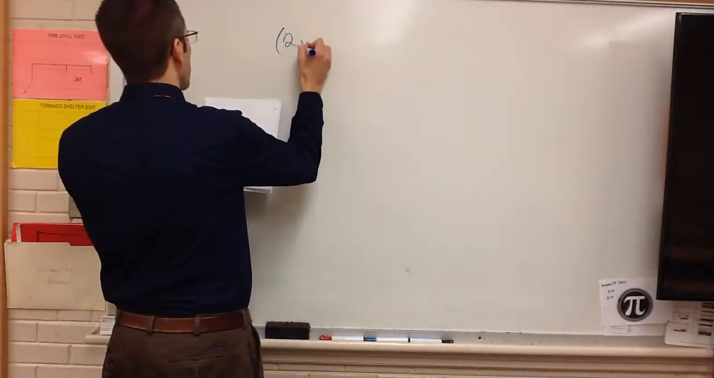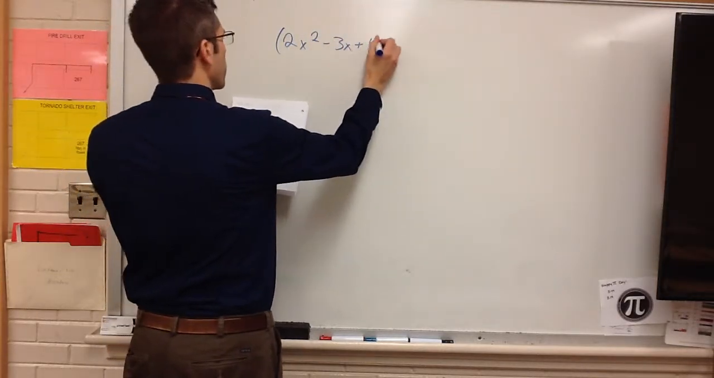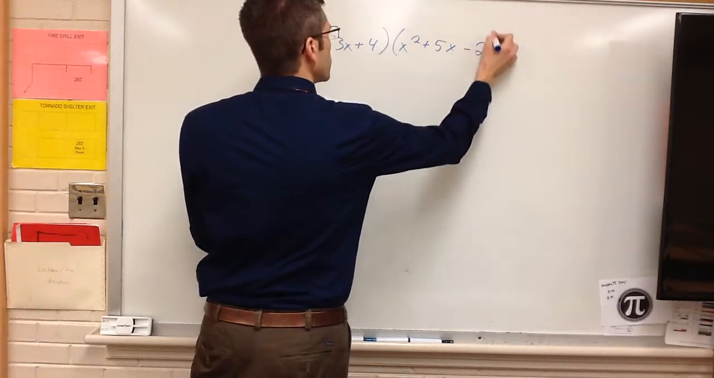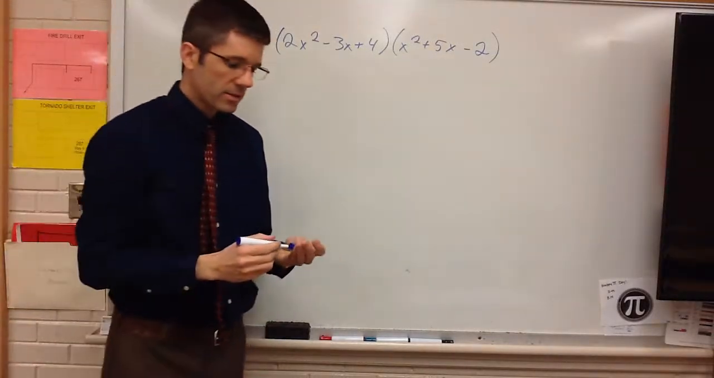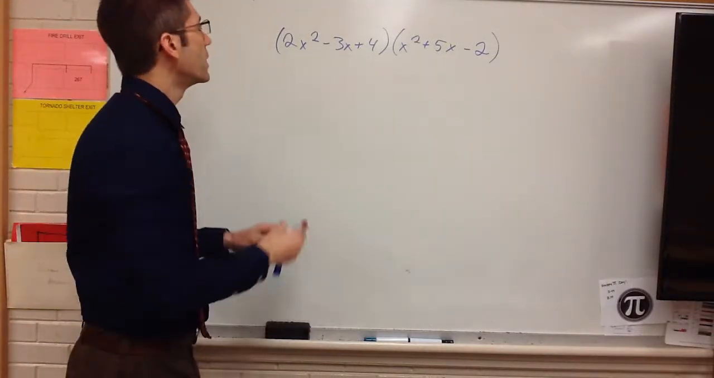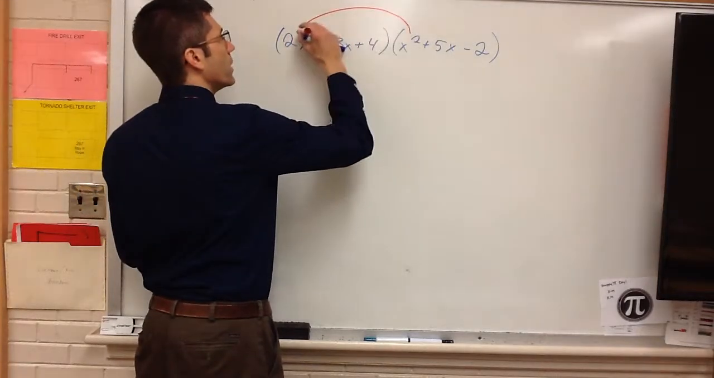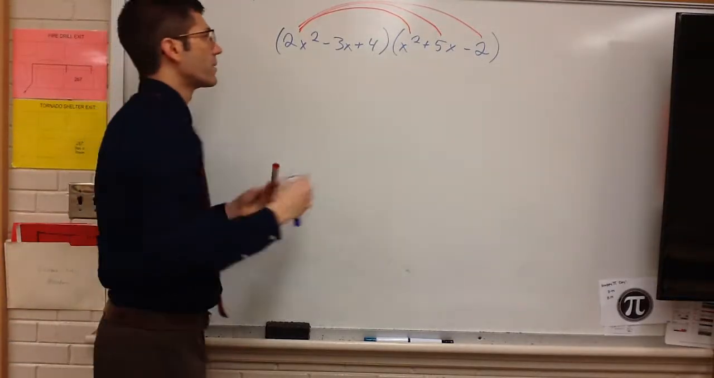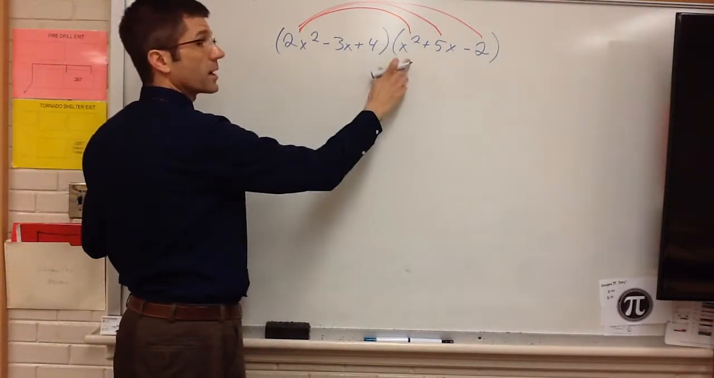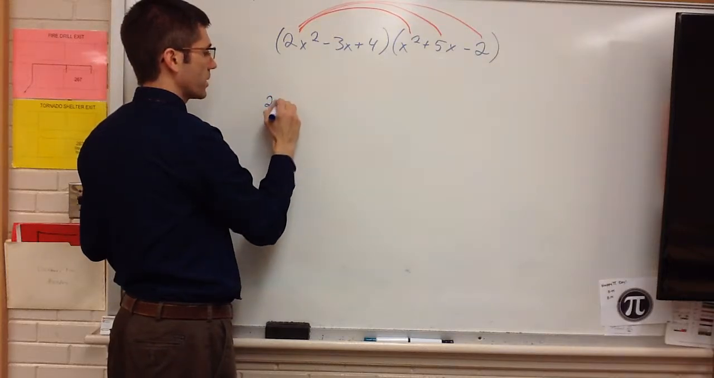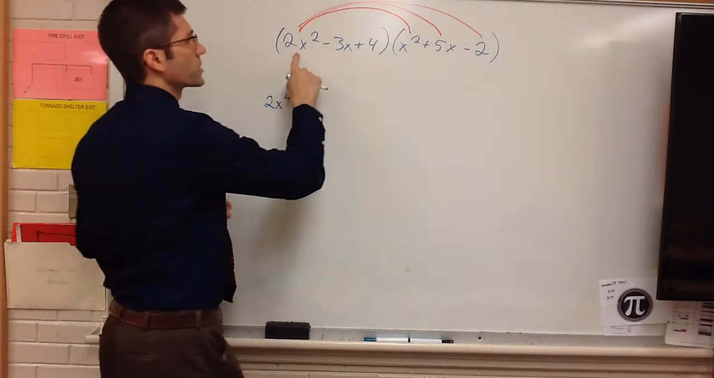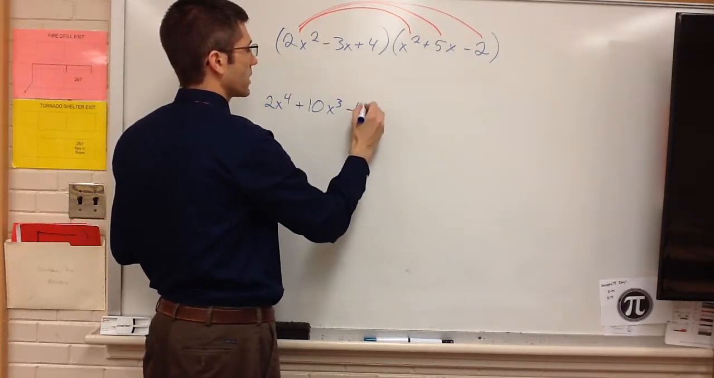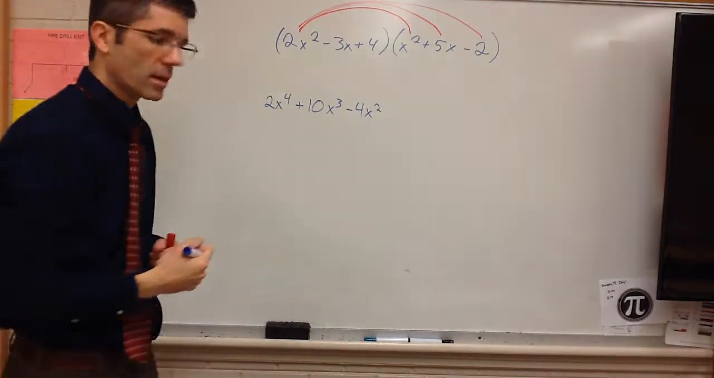All right, 2x squared minus 3x plus 4 times x squared plus 5x minus 2. All right. Let's do this one little piece at a time. 2x squared times this one, and this one. All 3 of those. We'll just start there. So we have 2x squared times x squared. That's 2x to the 4th. I'm going to write a little smaller because I have 9 terms to fit in here. 2x squared times 5x is 10x to the 3rd. 2x squared times negative 2 is negative 4x squared. There we go. Let's move on.